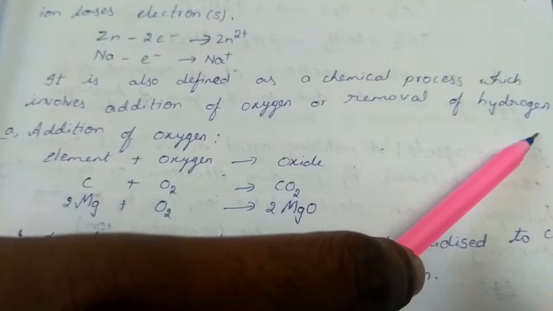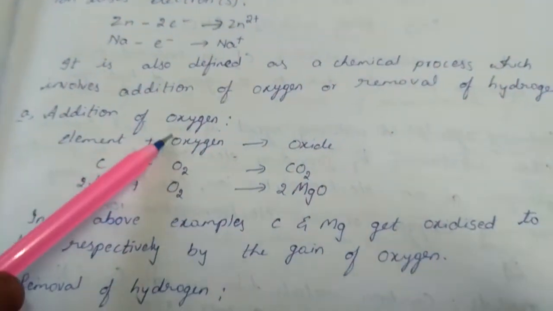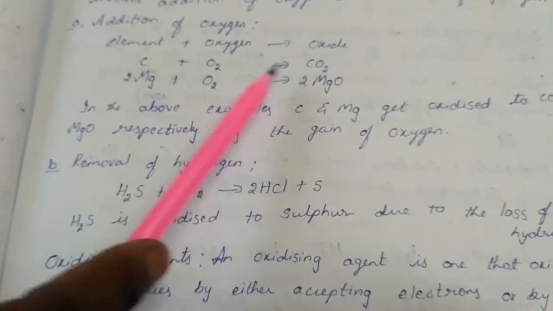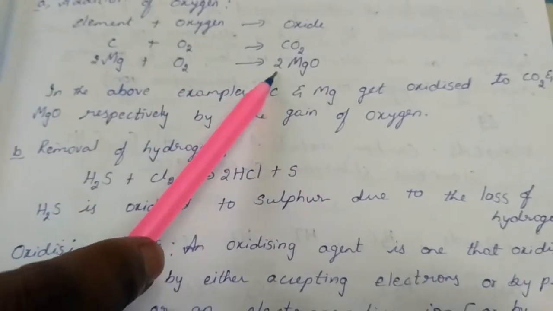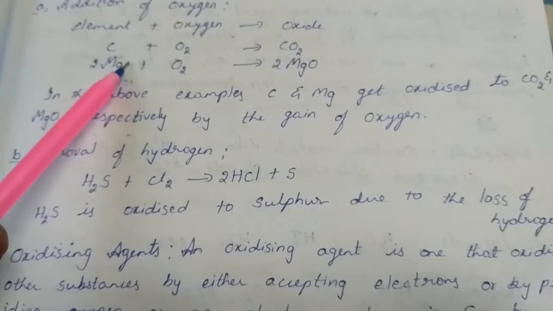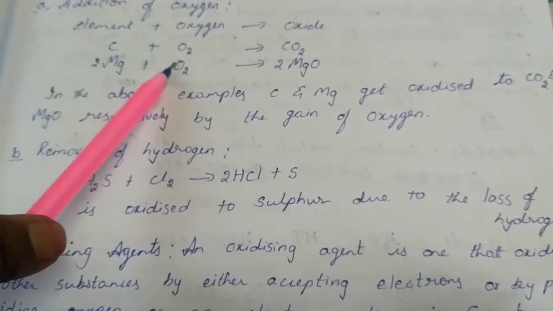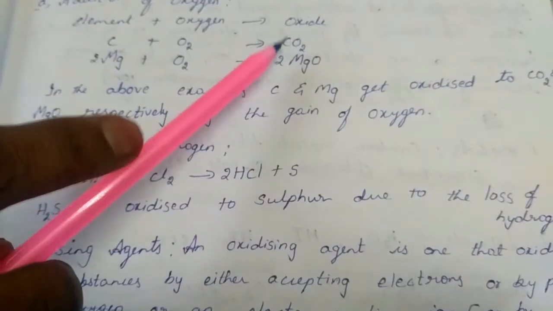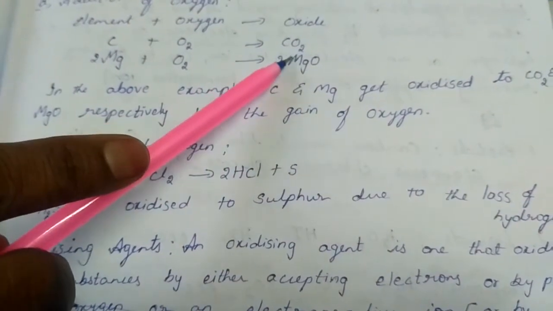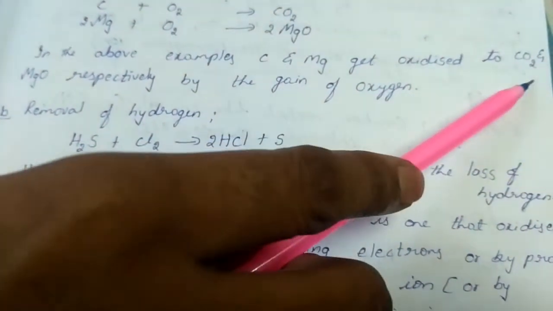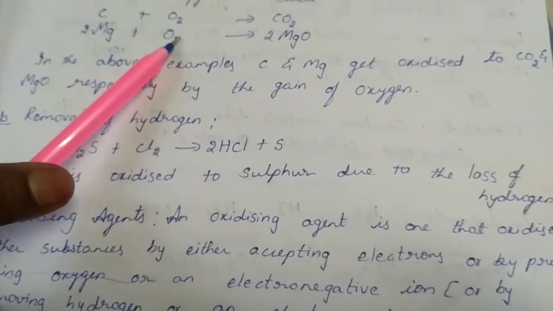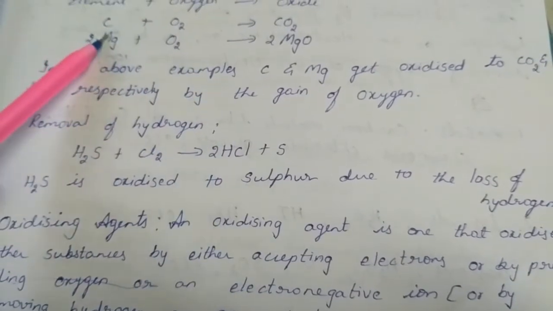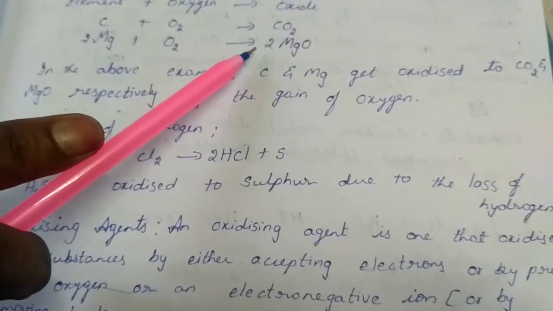And this oxidation is also defined as a chemical process which involves addition of oxygen or removal of hydrogen. Understand? First, addition of oxygen. See, carbon plus oxygen gives rise to carbon dioxide. Magnesium plus oxygen gives rise to magnesium oxide. In the above two examples, oxygen is added, so they are changing to the respective oxides. That means they are oxidized to carbon dioxide and magnesium oxide respectively, by the gain of oxygen.